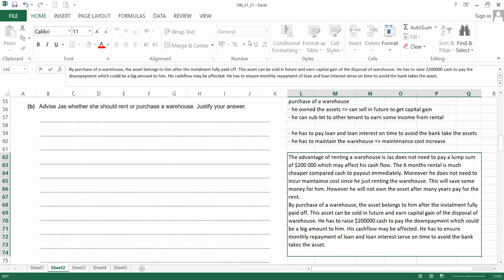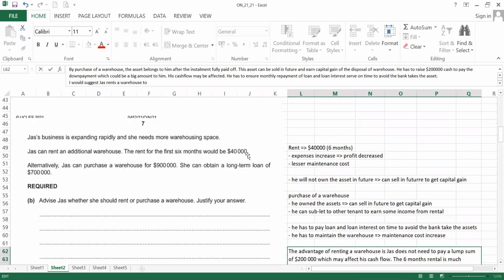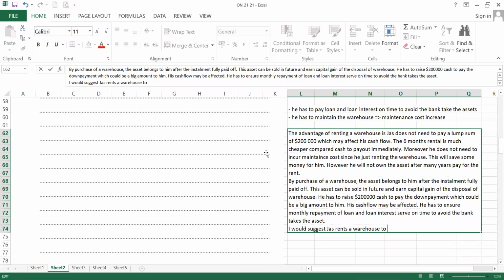Okay, the next one, the conclusion. For me, I do not agree. I would suggest renting a warehouse to keep his inventory, because he does not need to take up a huge amount immediately. So this is an advantage.